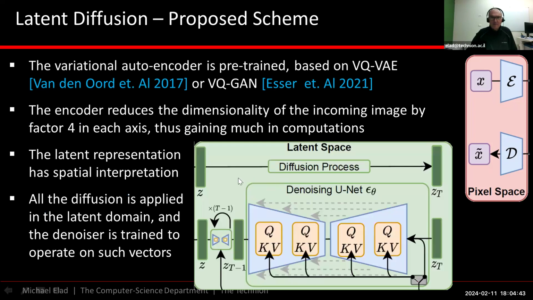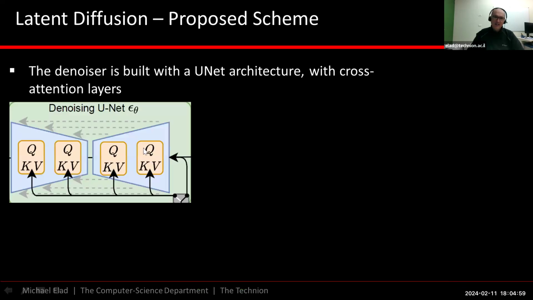Okay, this is the process of diffusion. It is applied on the latent. This is all I wanted to say here. And the denoiser is trained. You train a denoiser of a different kind. It's a denoiser that works on those strange vectors, not images. The denoiser itself is a U-Net with attention. I don't have much to say about it.